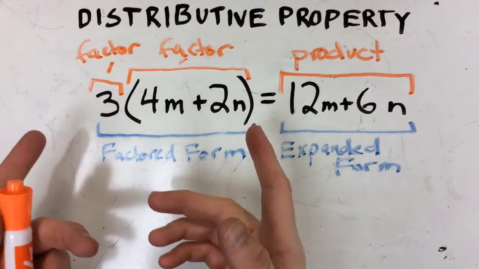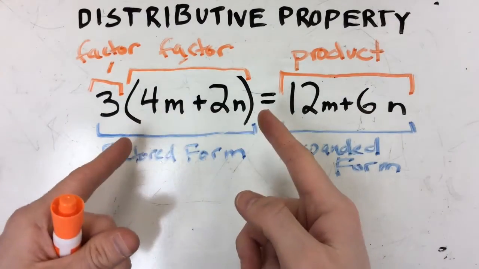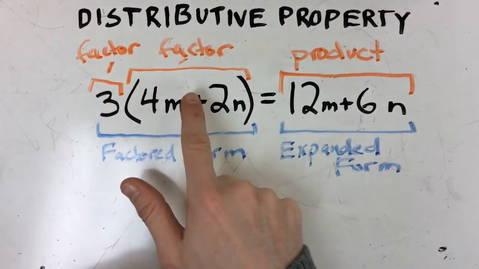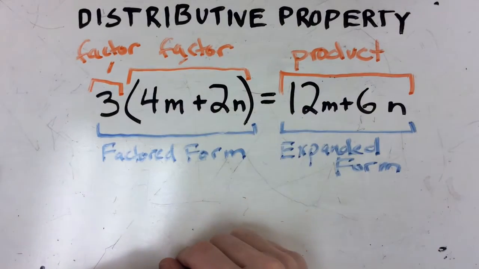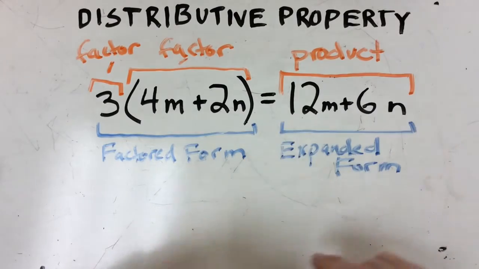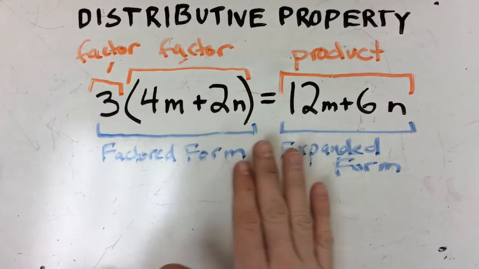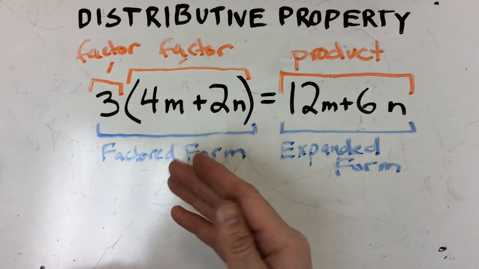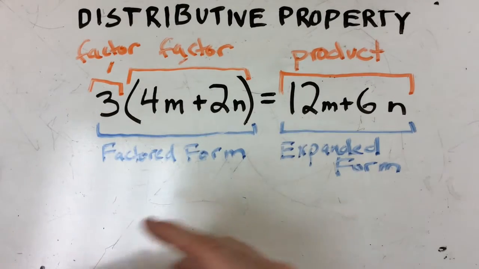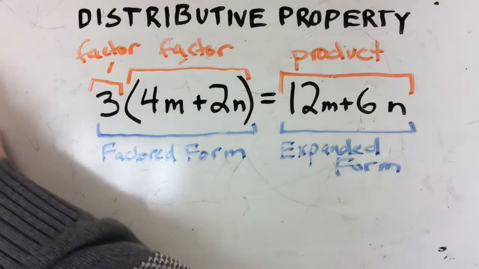Why don't you try one? In a minute, I'm going to write a new equation and ask you to label the factors and the product, as well as which side is factored form and which side is expanded form. So take a second to look at all of the labels here, because in a minute, I'm going to ask you to do the same thing. Got it? Okay, here we go.